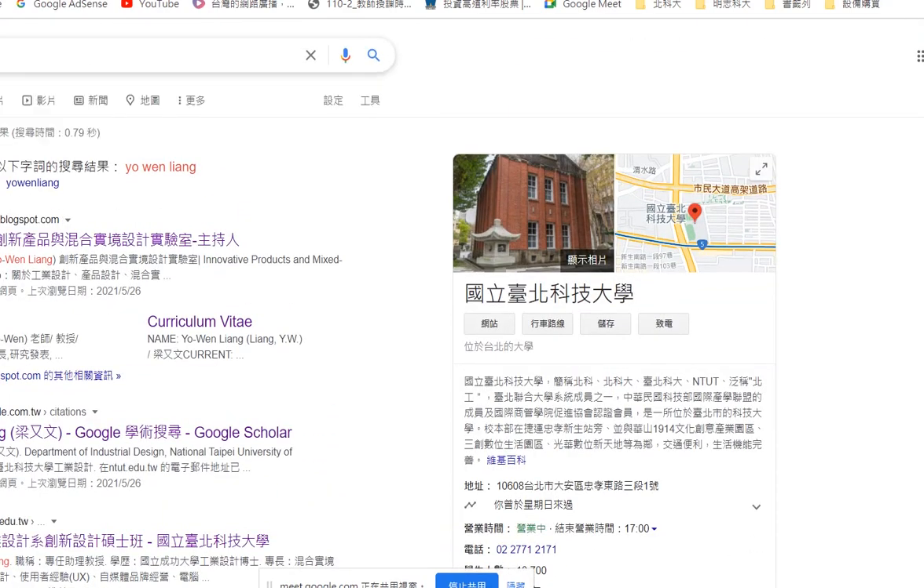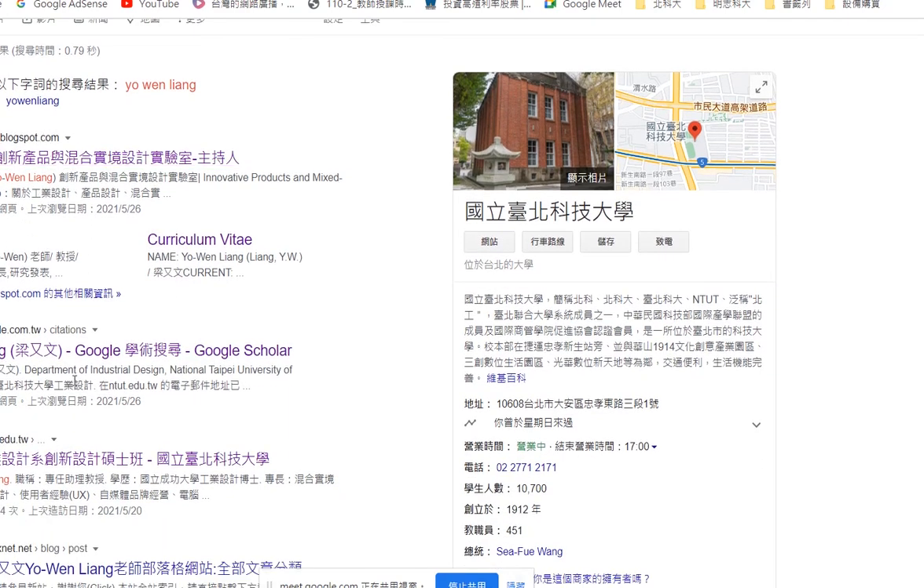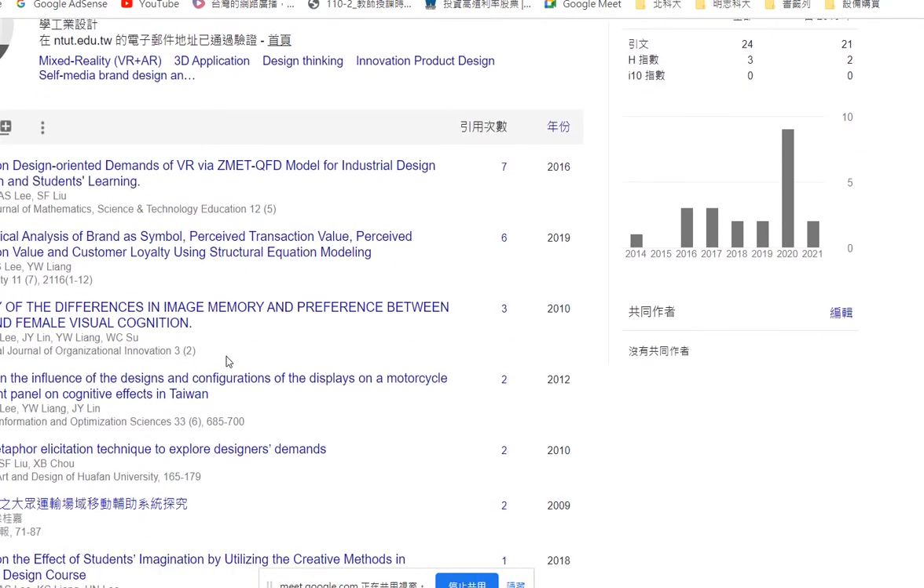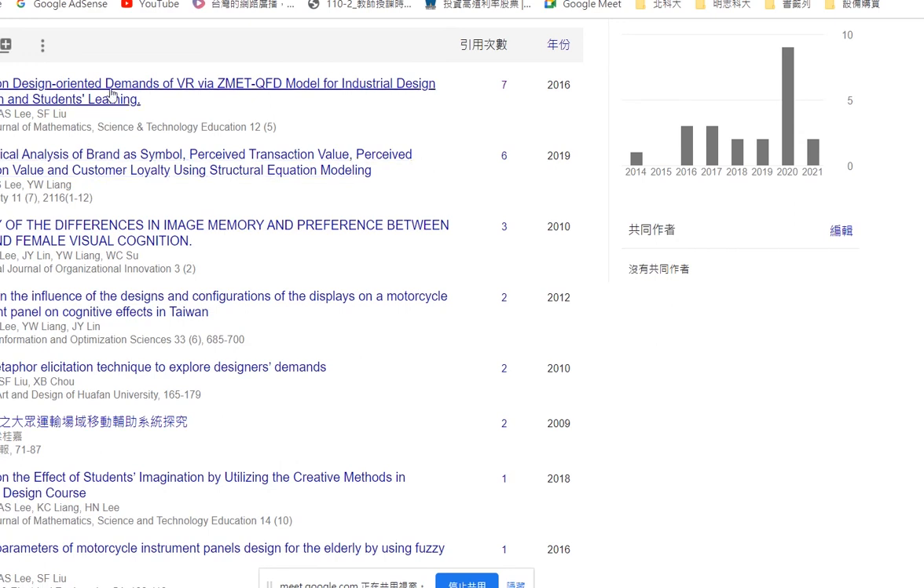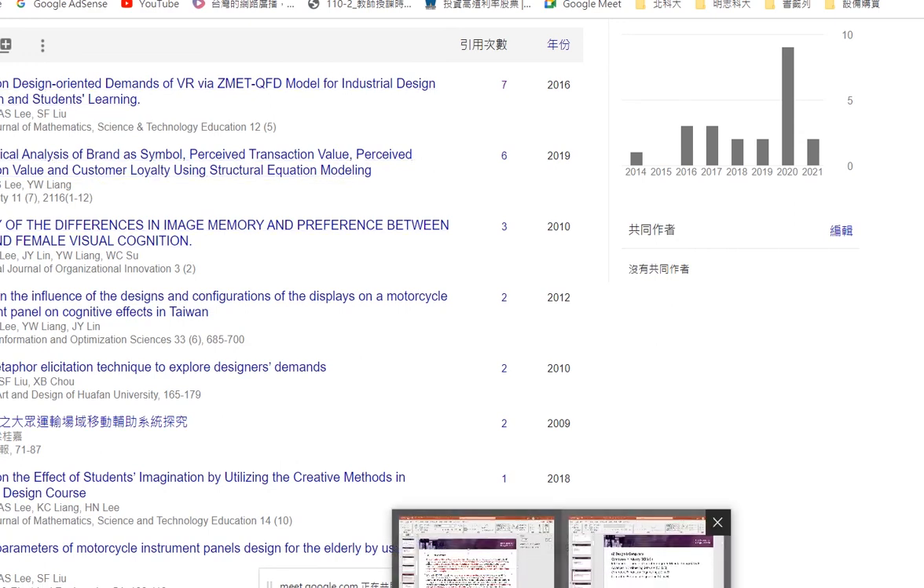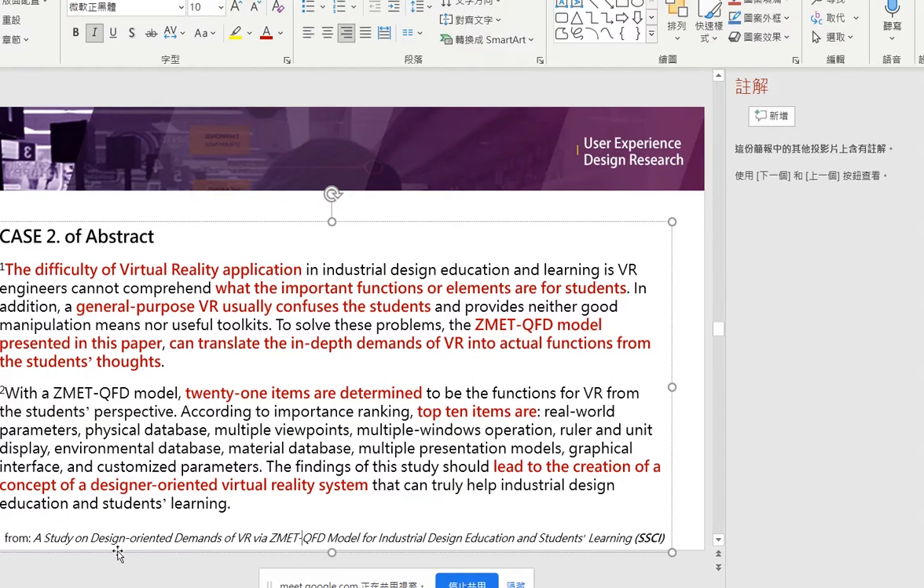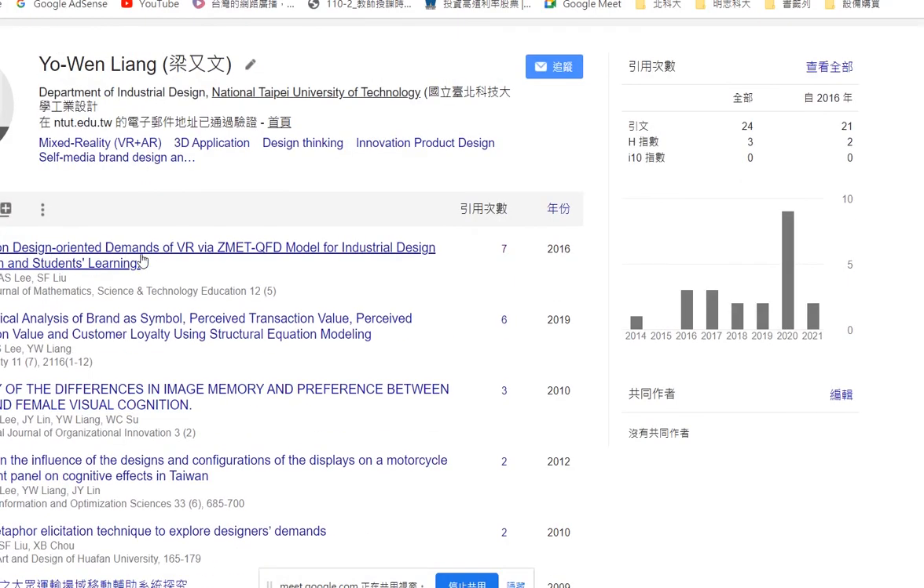If you find some professors' or researchers' names, you could find them on Google Scholar, or you could search on the journal database. You could find these authors' publications. This is my publication from recent years, the study on design oriented. This paper is where the abstract I showed in case 2 comes from.